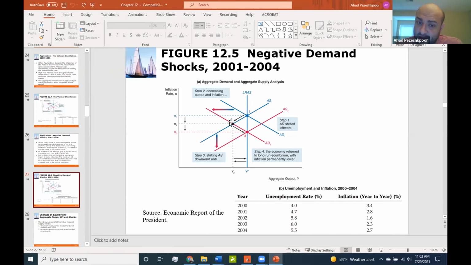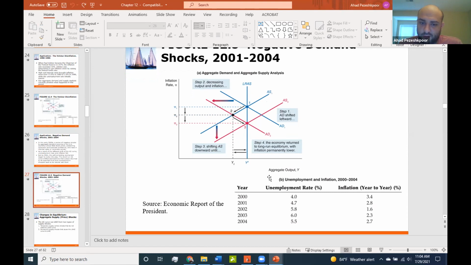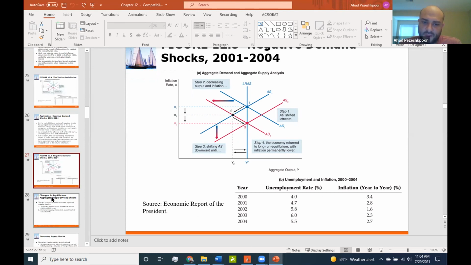When aggregate demand fell, aggregate supply also went down, and we arrived again back at the potential level. So the market cleared itself again and corrected itself automatically. This is what we call the self-correcting mechanism.